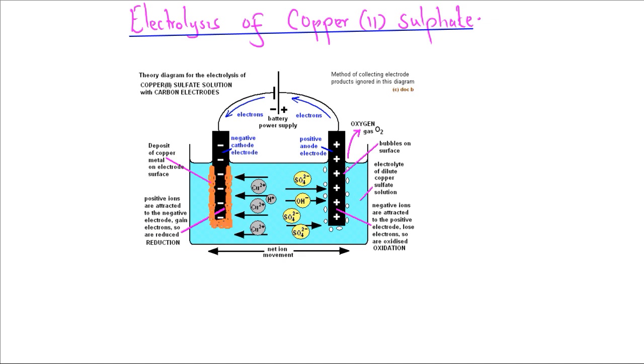So we have in the diagram sulfate ions and hydroxyl ions migrating to the anode as copper ions and hydrogen ions migrate to the cathode. What is the equation at the cathode?